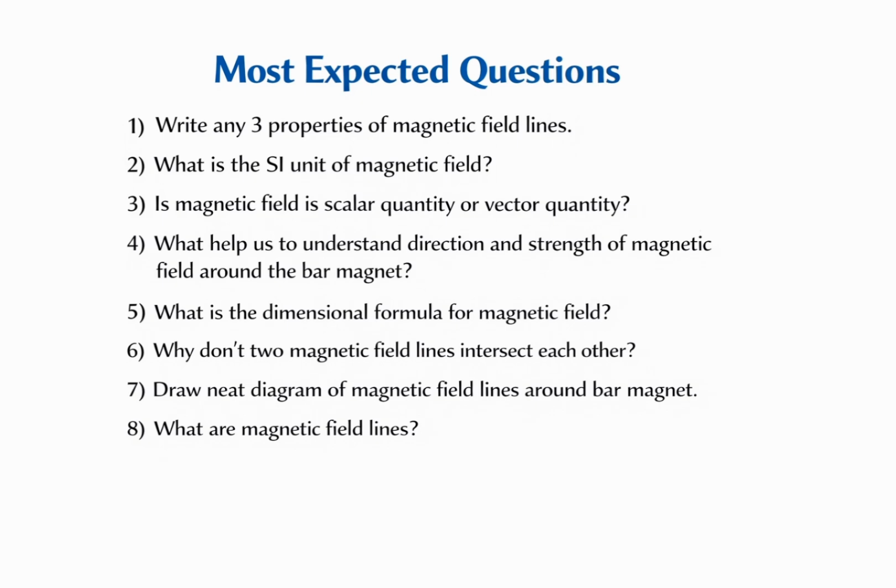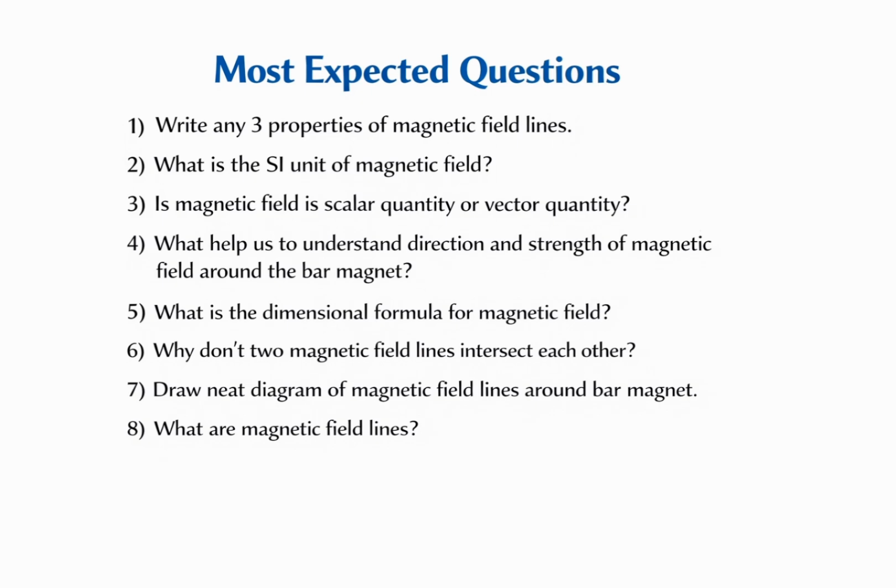Next question. Why don't two magnetic field lines intersect each other? What is your answer? Okay. If they intersected, it would mean two directions of magnetic field at the same point, which is not possible. Okay, last question. Draw a neat diagram of the magnetic field around the bar magnet.